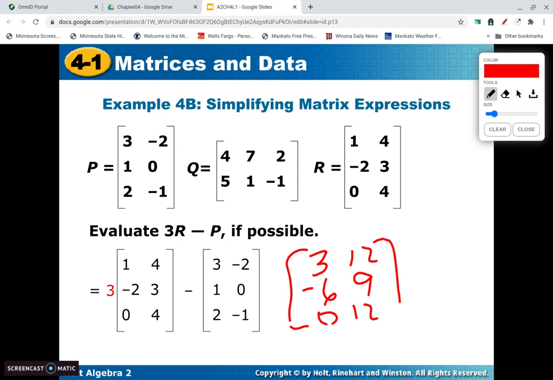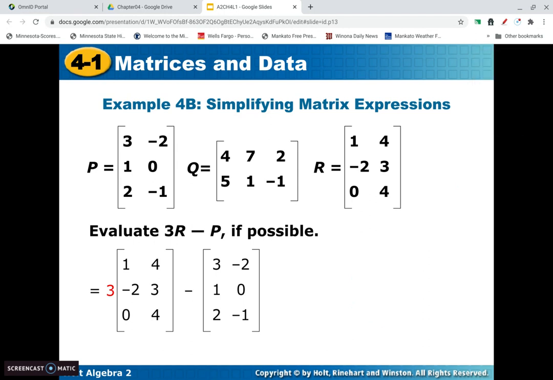And then if we wanted to subtract that other matrix, okay, so then we'd subtract that, and let's just put that up here, I guess, on a space. Take this minus this, we'd have 3 minus 3, which is 0. 12 minus a -2, that'd be 14. -6 minus 1 is -7. 9 minus 0 is 9. 0 minus 2 is -2. 12 minus that would be 13. All right, so make sure to multiply it first. Basically all you're doing is multiplying each of the entries by that number. So that's easy enough to do. Okay.